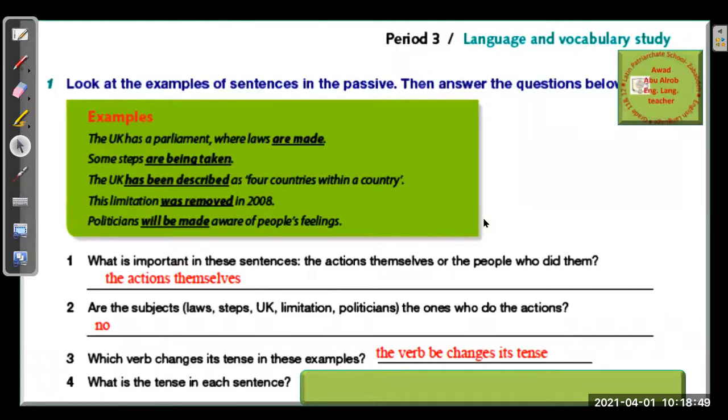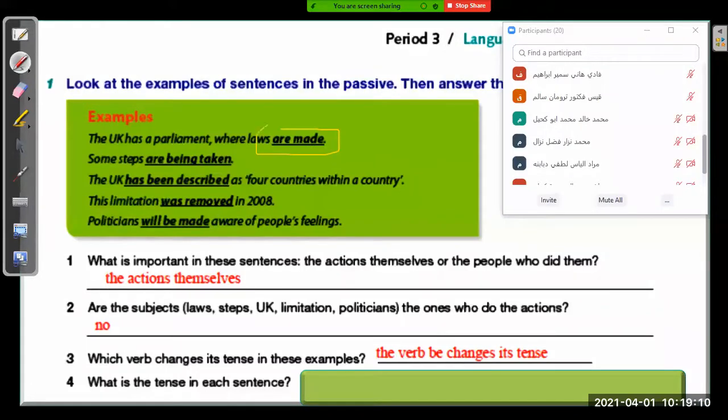What is the tense in each sentence? 1 present simple, 2 present continuous, 3 present perfect, 4 past simple, and 5 future simple. Okay, Murad, can you repeat that, please? What's number 1? Okay, Muhammad Nazar, repeat them for Murad. Listen, Murad, please. The first one is present simple. The second is present continuous. The third is present perfect. The fourth past simple. The fifth future simple. Okay, thank you very much.